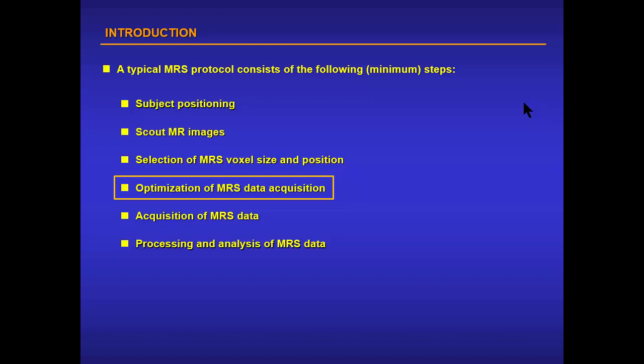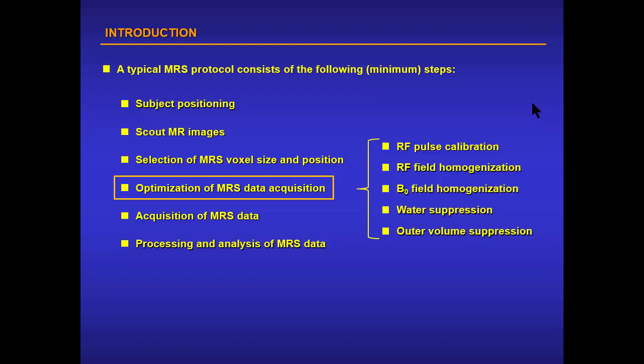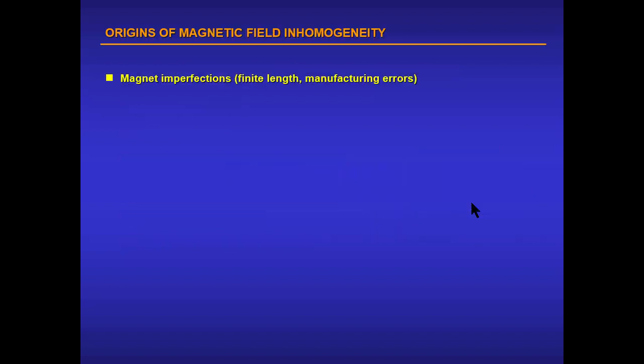I'm going to talk about this kind of black box optimization of data acquisition. And that can entail quite a number of things. It can entail RF pulse calibration. At high field, making your RF more homogeneous. Shimming, B0 field homogenization. Water suppression and outer volume suppression. And very often, especially on a clinical scan, these are kind of in a black box. The user doesn't really know what's happening behind the scenes. So I hope I can tell you a little bit more about this. And I'm going to focus on the shimming, making the B0 field more homogeneous.